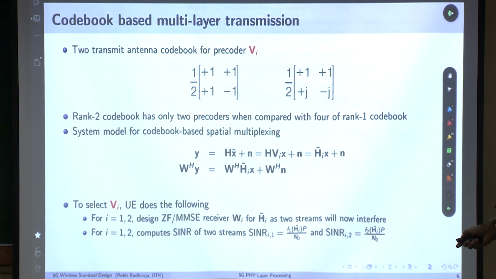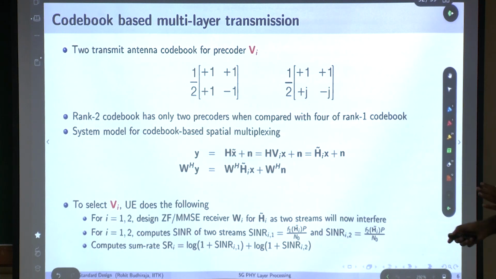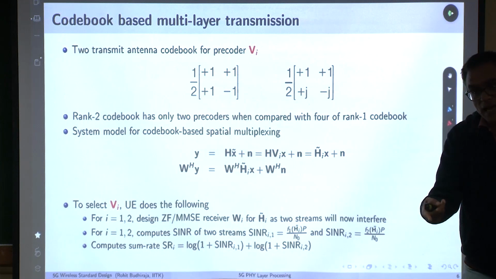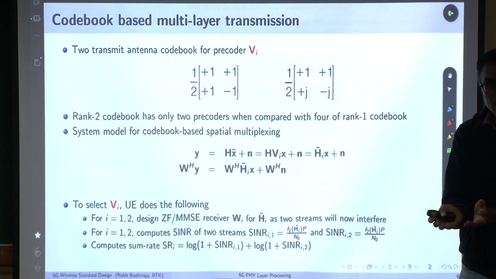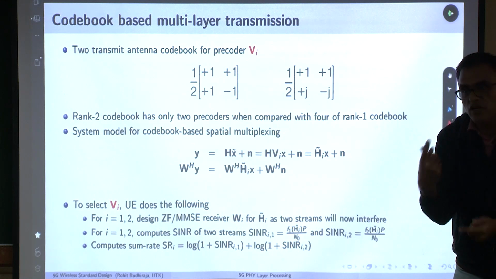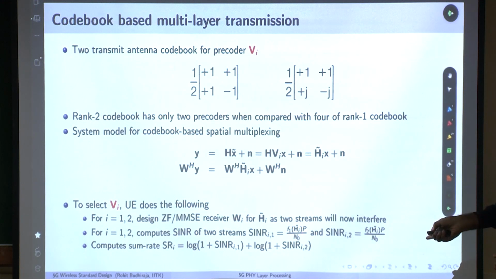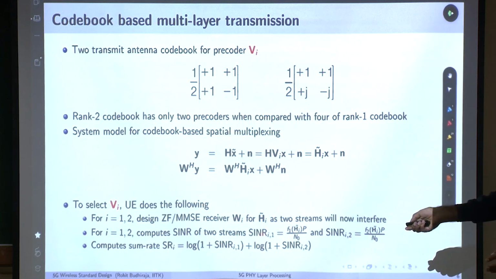So what has happened? It is looking at precoder i, calculating the SINR of the first layer, calculating the SINR of the second layer, and computing the sum rate. Because what is the user interested in? It is interested in maximizing the rate, log 1 plus SINR. You remember in the last case, what did we maximize? SNR. That was indirectly maximizing the rate because there was only one layer, log 1 plus SNR. Here, this is SINR.